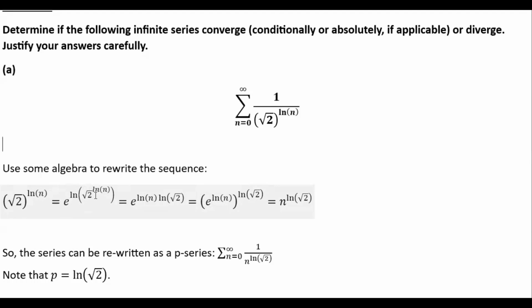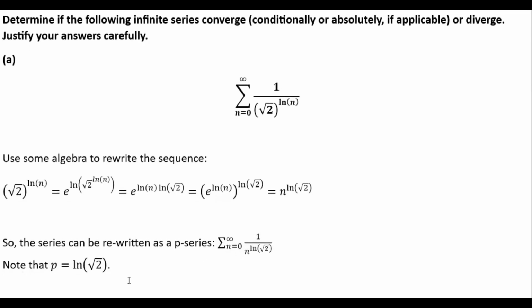Why do I want to do this though? Well, by properties of logs, I can move this ln n out in front. So e to the ln n times ln of square root 2, which I can rewrite as e to the ln n, to the ln of square root 2 power. Now what's e to the ln n? Again, these are inverses, so we're left with the argument, just n. We're left with n to the ln of square root 2 power. Very strange algebra, but we want to rewrite it like this because now it's a p-series, with p equals ln of square root 2.